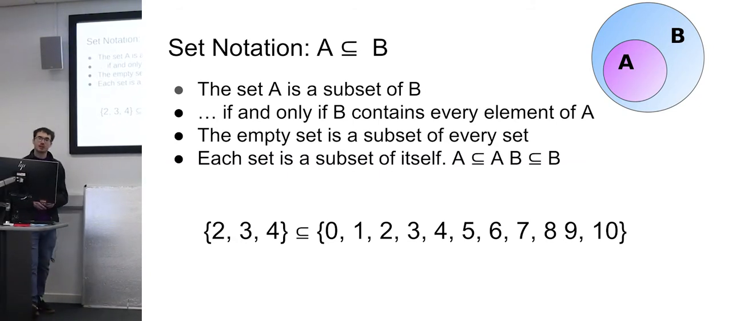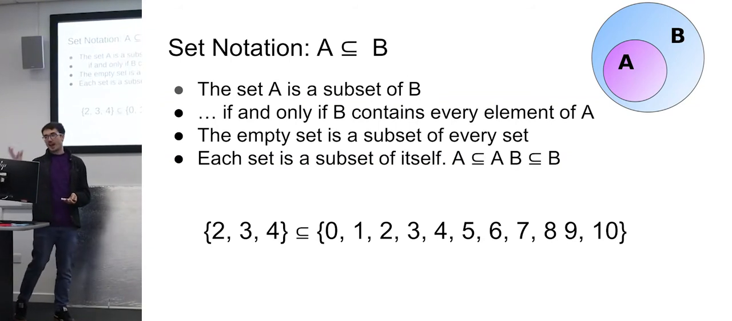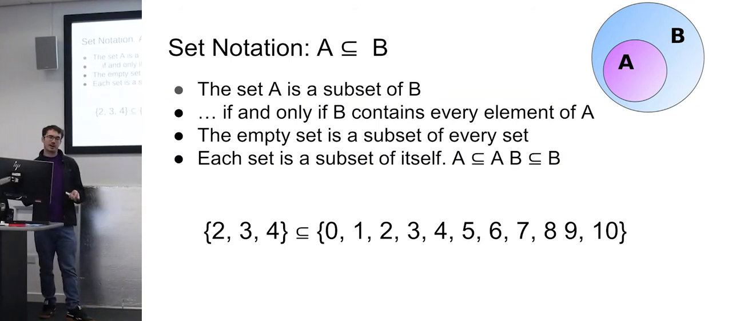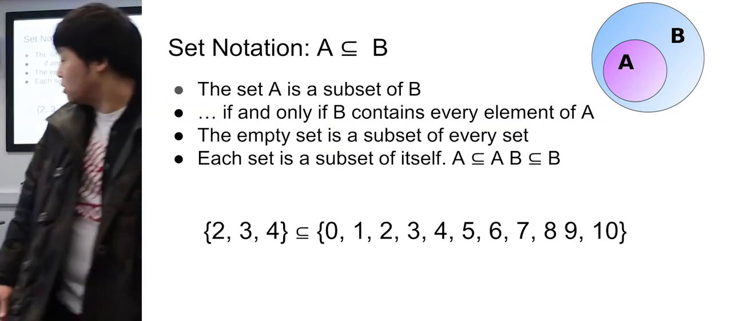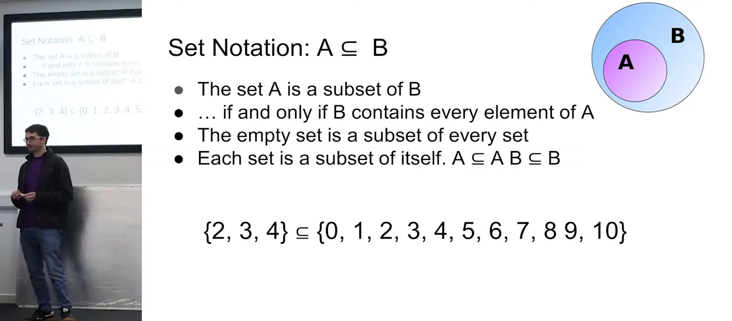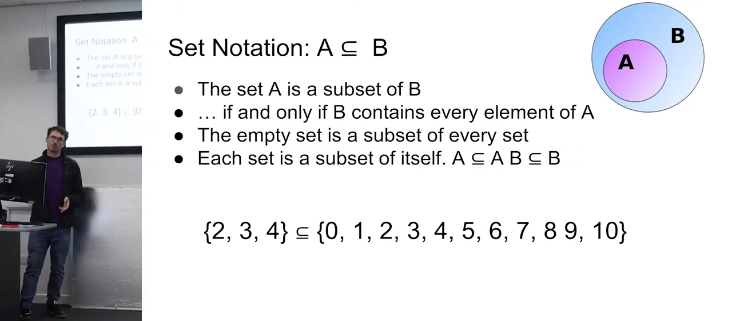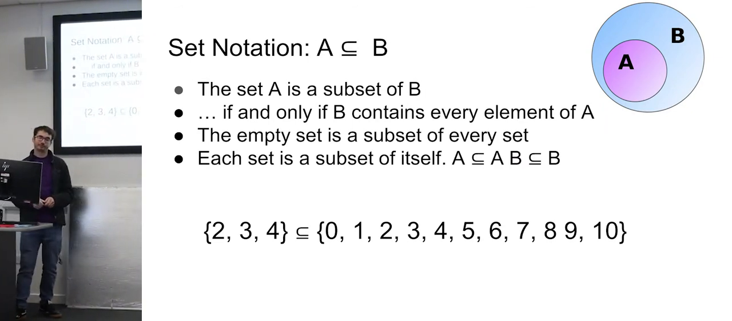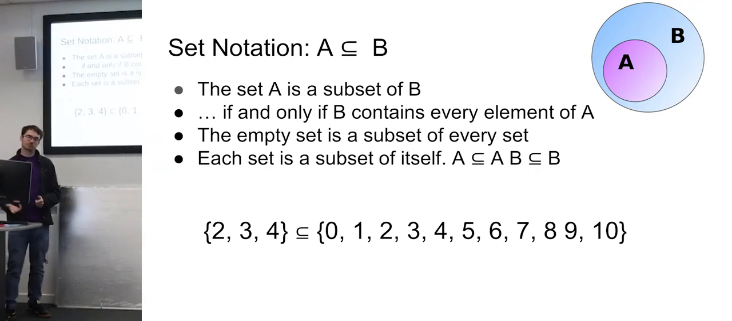And then we have some more notation, like subsets. You can have the set A inside the set B. Basically, every single element in the set A is contained within set B. For example, the set 2, 3, 4 is a subset of the set 0 to 10, because 2, 3, and 4 all exist inside 0 to 10.